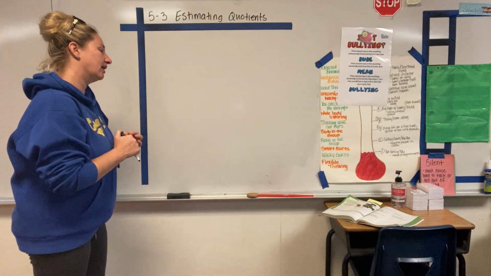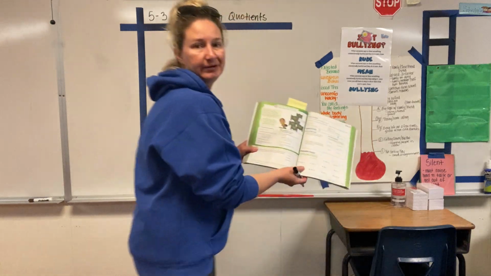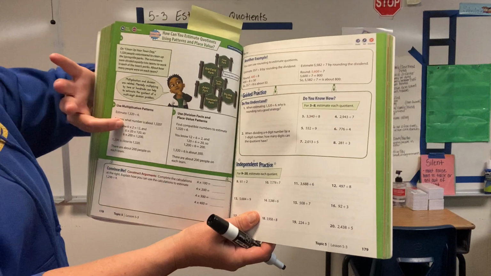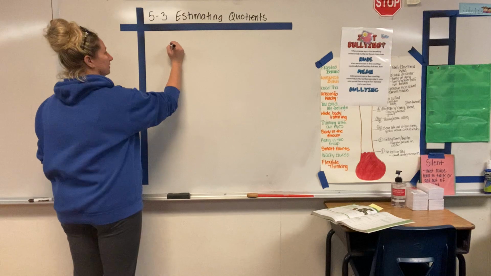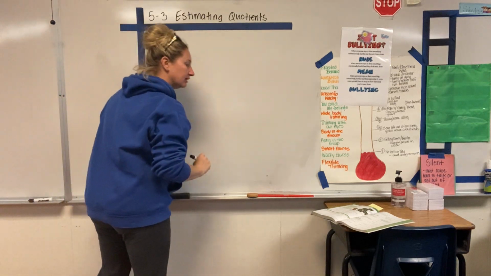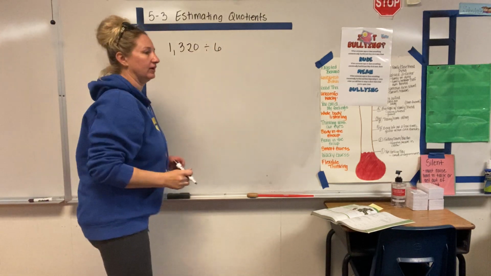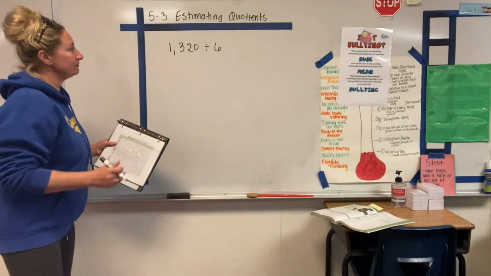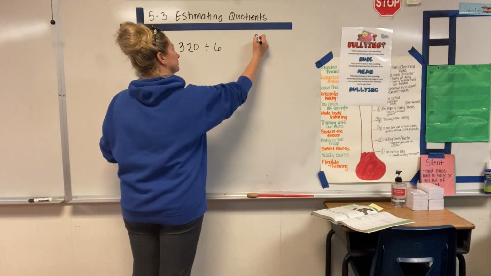So let's say we have the problem. I'm going to do the example on page 178, this one right here. And that is 1,320 divided by 6. Okay, I'm going to grab a multiplication chart here. Okay, so our steps for the other problems, we'll just write steps here.